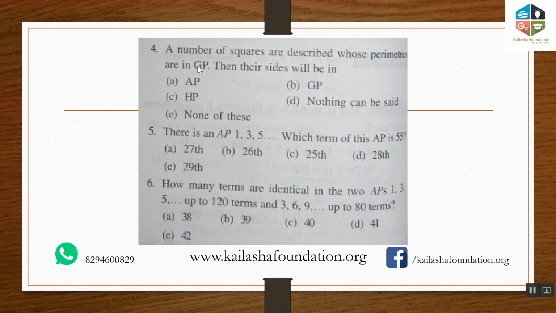Okay. A number of squares are described whose perimeters are in GP. Then their sides will be in, perimeter is 4a. Then next one will be 4a into r, 4a into r square, and so on.